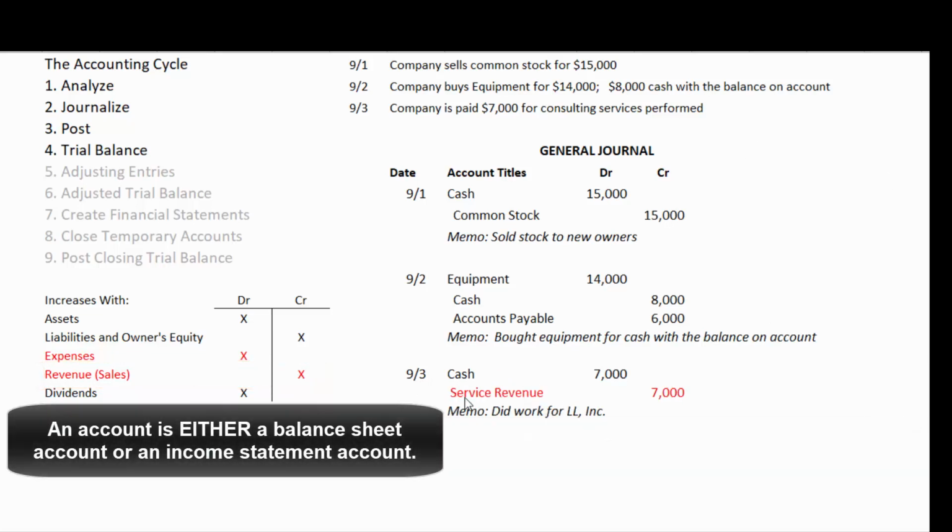I'm going to put the revenue account, could have been called consulting revenue, this time we called it service revenue. I'm going to put it in a red font so that we can get in our minds the distinction between balance sheet accounts and income statement accounts.